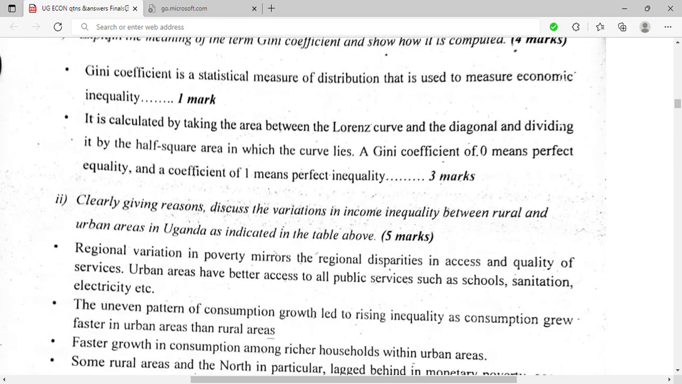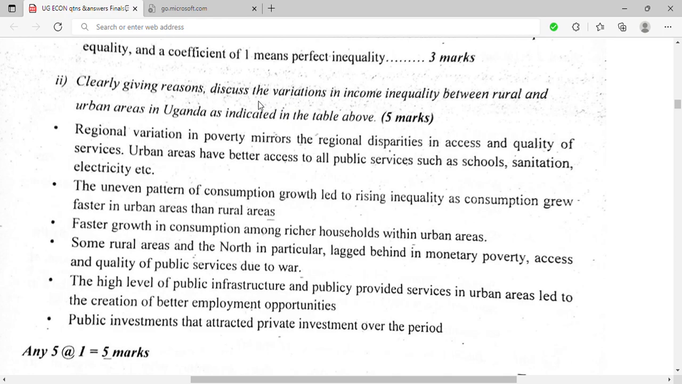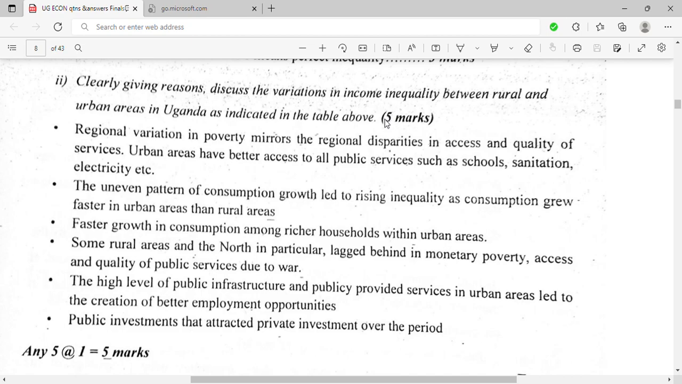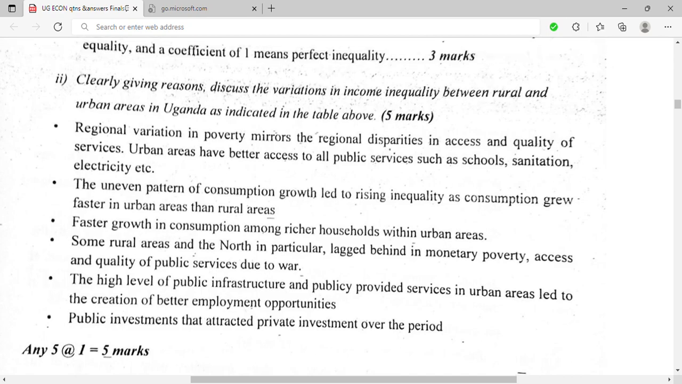So we come here and answer our question that is telling us, clearly giving reasons, discuss the variations in income inequality between rural and urban areas in Uganda as indicated in the table above. So they want us to discuss what causes the variations in income. What do you think causes the differences in the income between the people in the rural areas and the people in the urban areas? The first reason is regional variation in poverty mirrors the regional disparities in access and quality of service, whereby urban areas have better access to all public services, for example, schools, sanitation, electricity, etc.